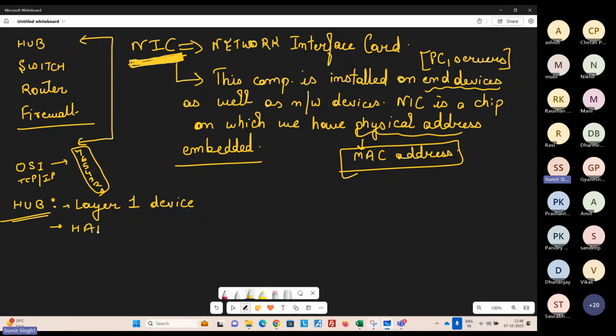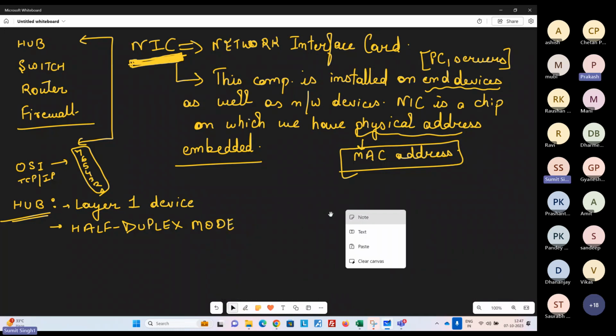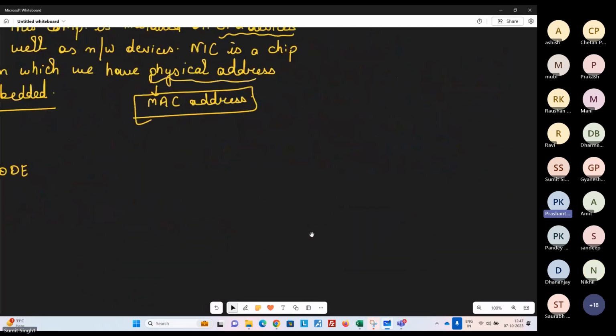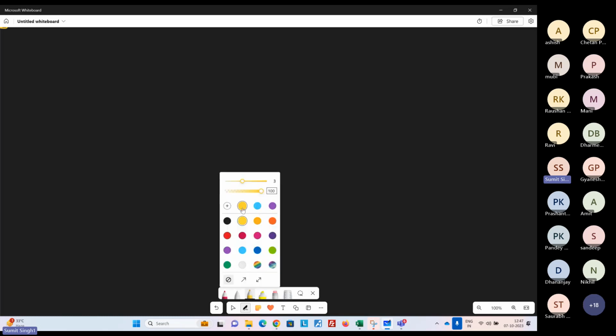What is half duplex? One-way communication, sir. Like a walkie-talkie. Let's talk about communications. We have two things. First is types of communication. Second, we have modes of communication. So these are modes of communication.